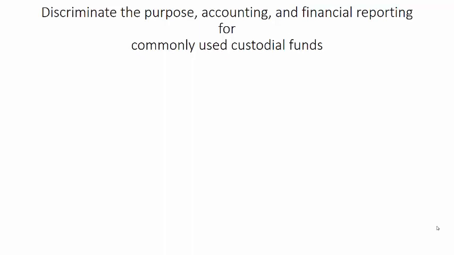Same kind of thing happens with gasoline taxes. All right, so they've got to be collected and then somehow apportioned and distributed as per what the intended uses of those funds were. So we can use a custodial fund for that purpose.